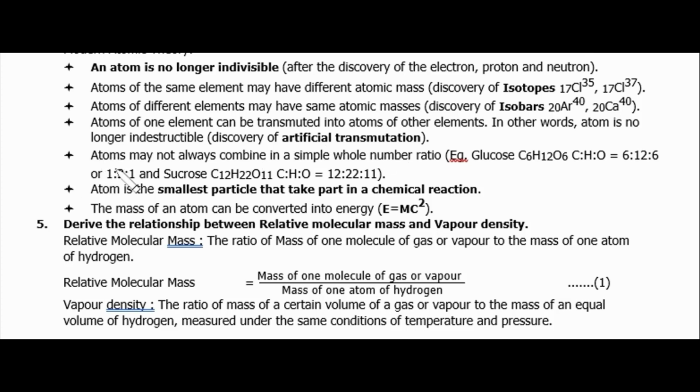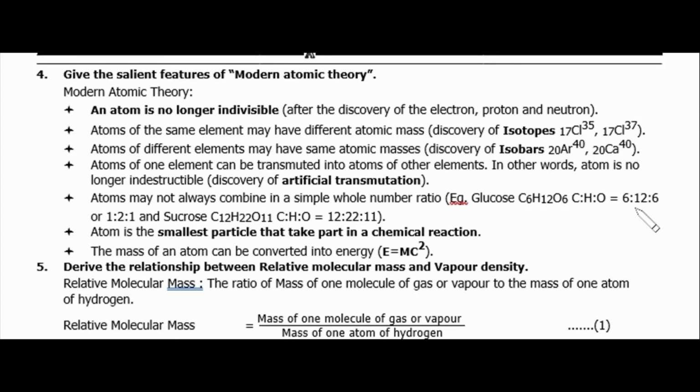Next point, atoms may not always combine in a simple whole number ratio. Example, glucose formula C6H12O6: C to H to O is equal to 6 to 12 to 6, or 1 to 2 to 1. And sucrose formula C12H22O11: C to H to O is equal to 12 to 22 to 11.